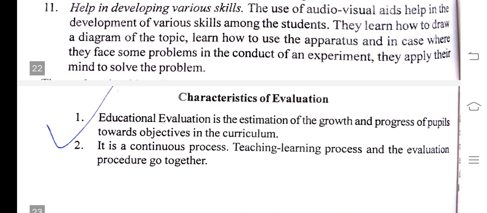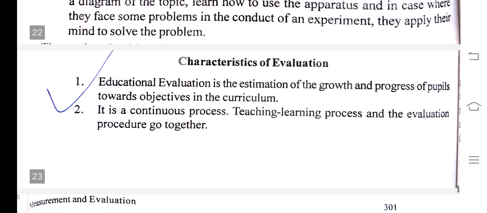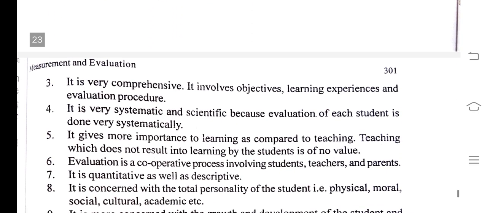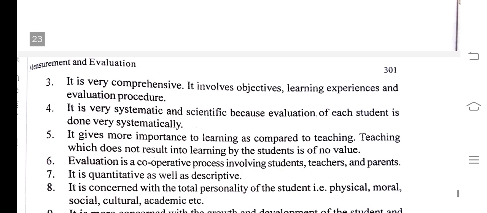And characteristics of evaluation. Educational evaluation is the estimation of growth and progress of the pupil towards objectives in the curriculum. It is a continuous process. Teaching-learning process and evaluation procedure go together. It is very comprehensive. It involves objectives, learning experiences and evaluation procedure. It is very systematic and scientific because evaluation of each student is done very systematically.